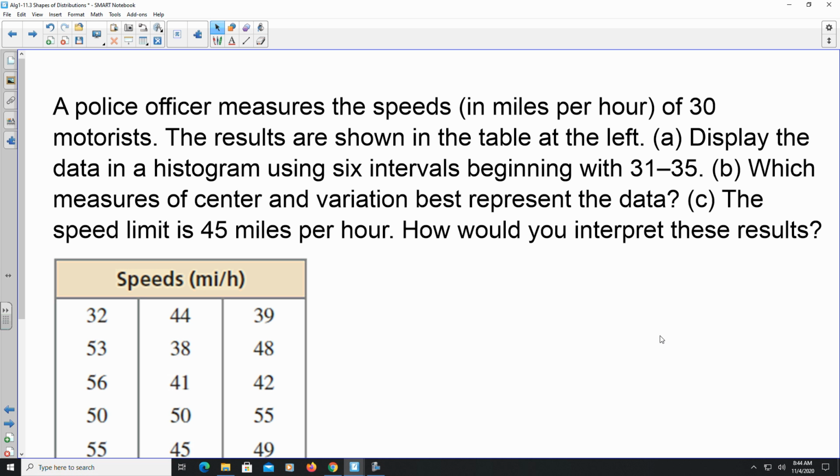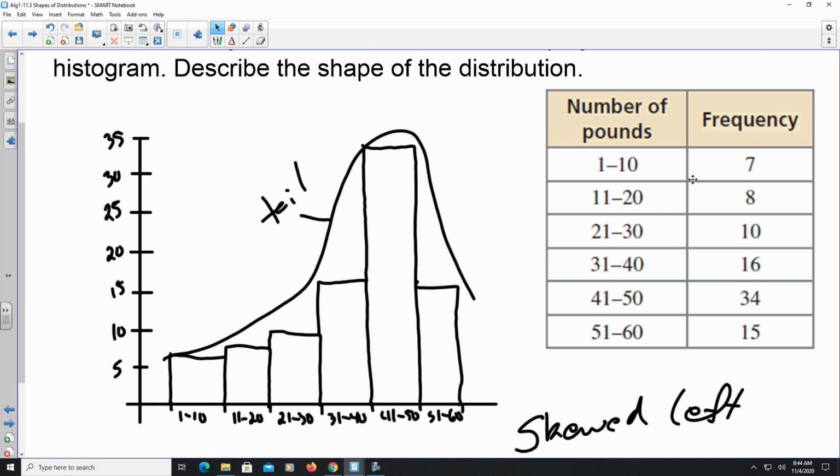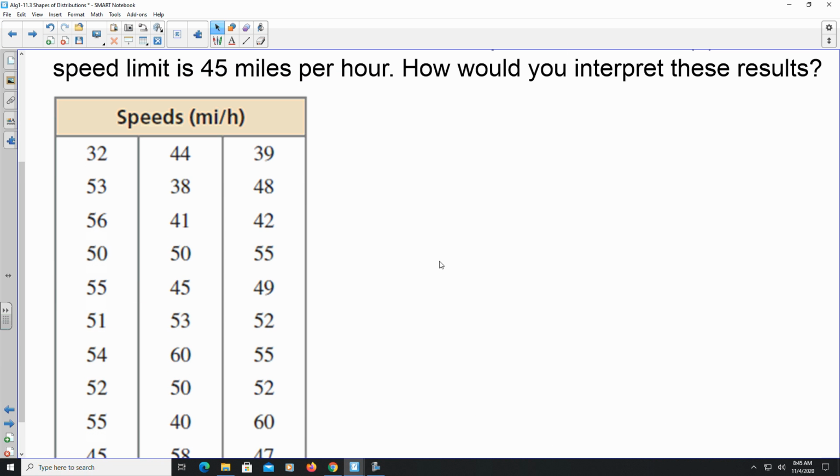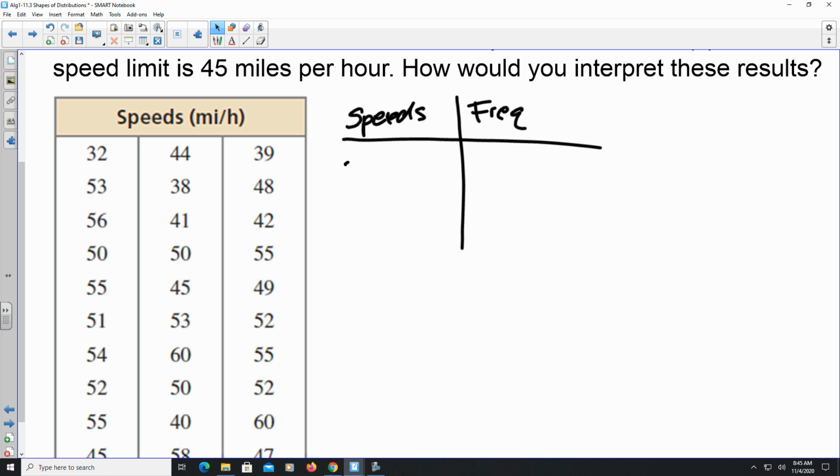So the first thing we're gonna do is make a frequency chart, kind of like what we saw right here, to help us make a histogram. So let's make a little frequency chart. I'll write speeds here, I'll write frequency here. They wanted you to start with 31 to 35, and make 6 of them. So 31 to 35 here.